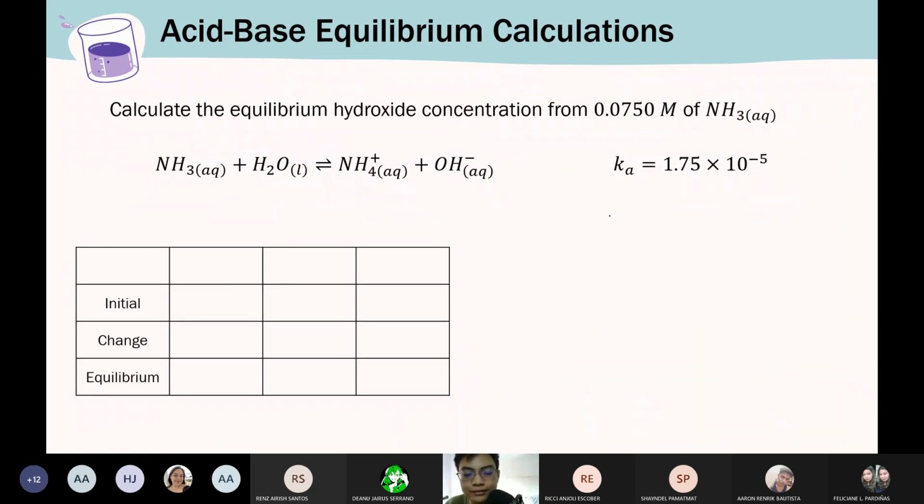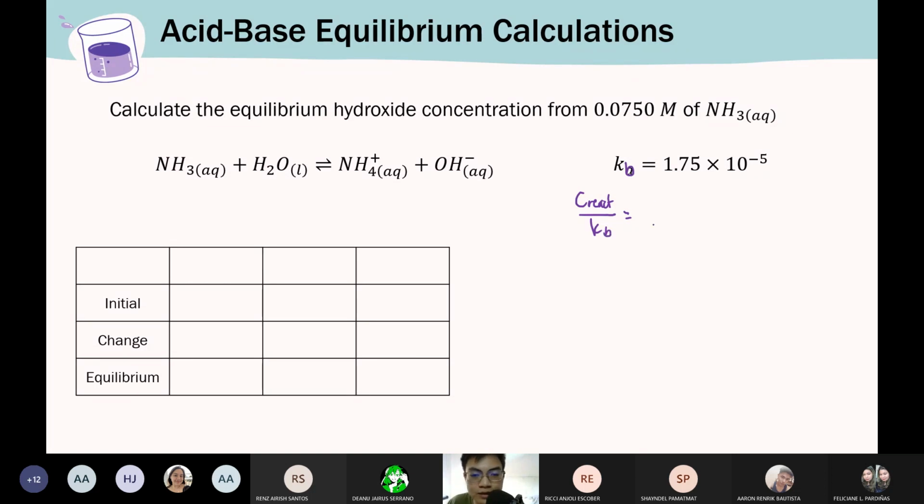Sige, let's try here. Tignan natin kung pwede dito yung square root of Ka times C. Okay? So, we get the concentration initial, okay? Concentration of your reactant initial divided by the Ka. Sorry, this is Kb pala.